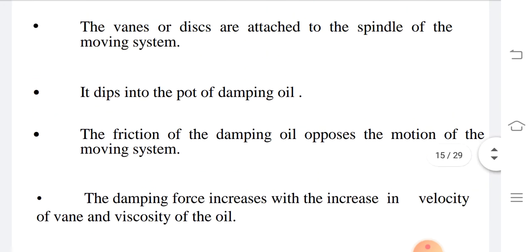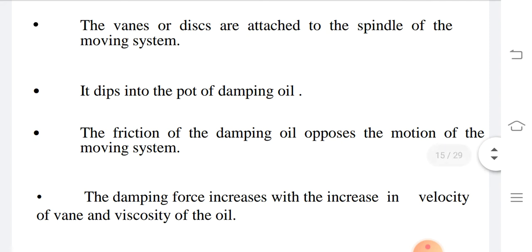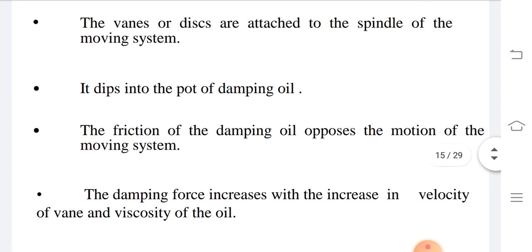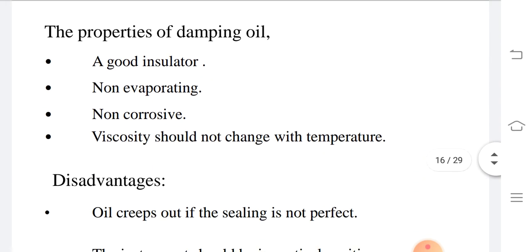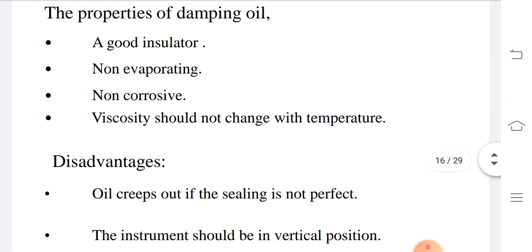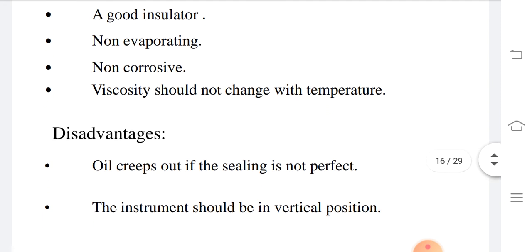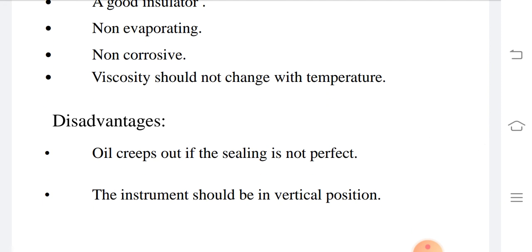The friction of the damping oil opposes the motion of the moving system. The damping force increases with increase in velocity of the vane and viscosity of the oil. Here the properties of damping oil are: it must be a good insulator, non-evaporating and non-corrosive, whereas viscosity should not change with respect to temperature. The disadvantages of this method are: oil creeps out if the sealing is not perfect, and the instrument should always be placed in a vertical direction.